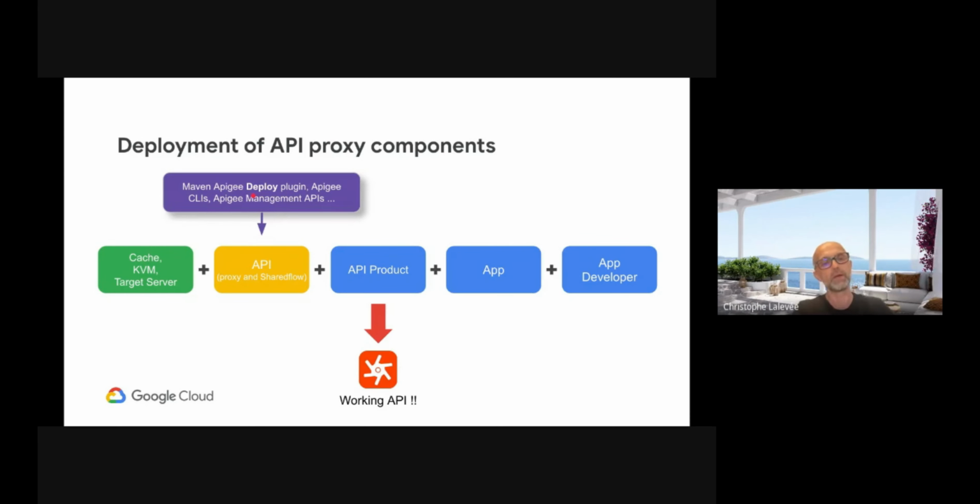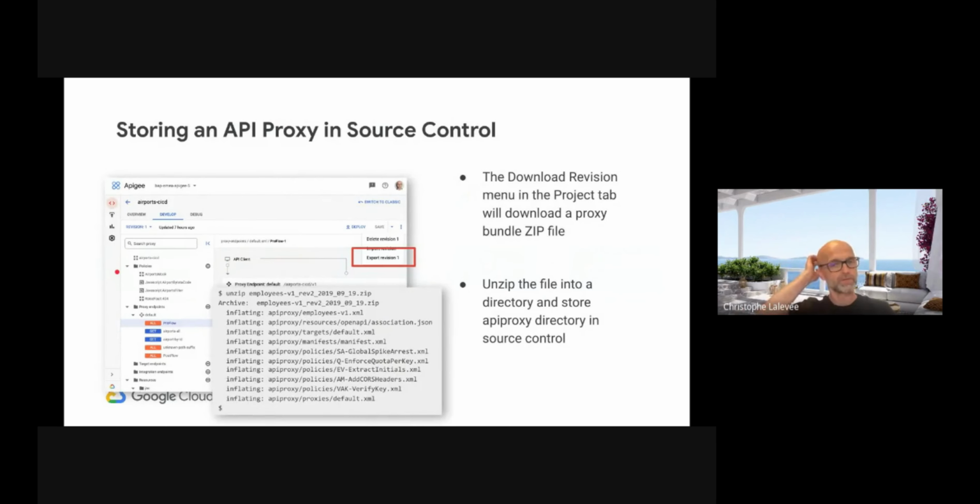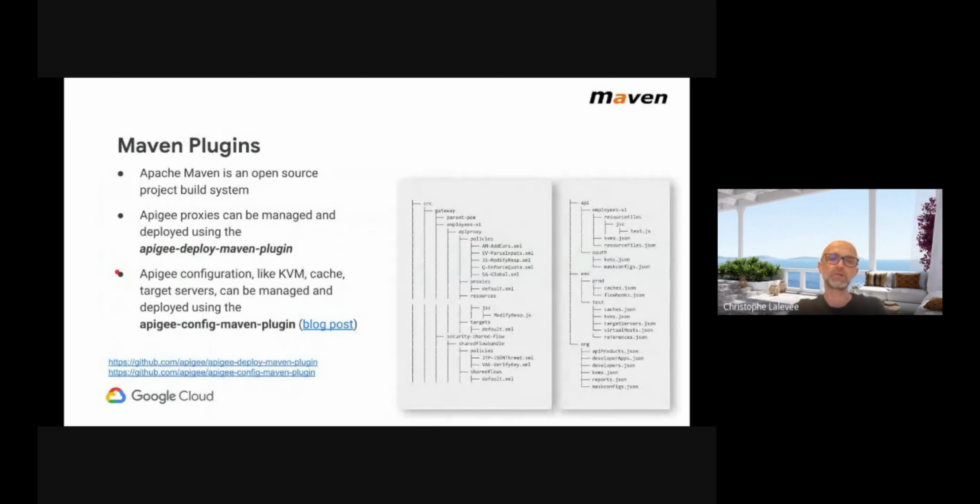That means the API management CLI, or something like a Maven tool, for example. So we have a specific tool to be able to deploy the proxy, and we have quite the same tool to be able to deploy the rest of the configuration: KVM, product, application, and developer. So let's have a look at this tool now. I will go back to this slide just after.